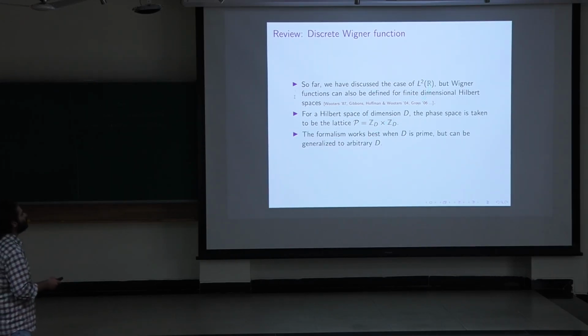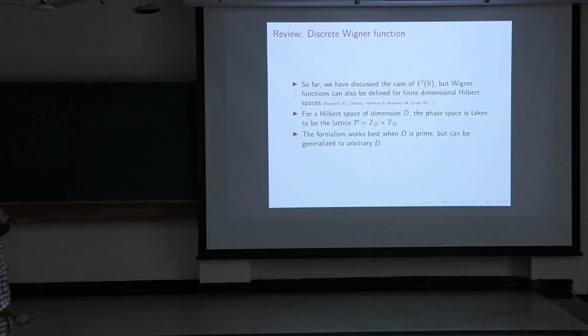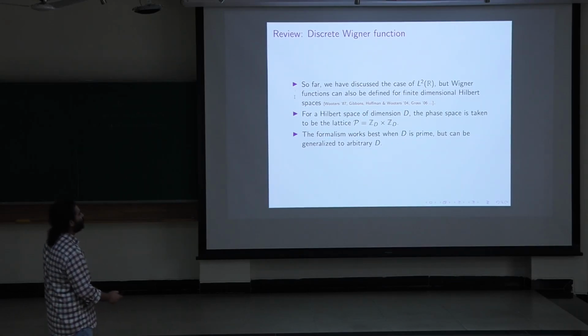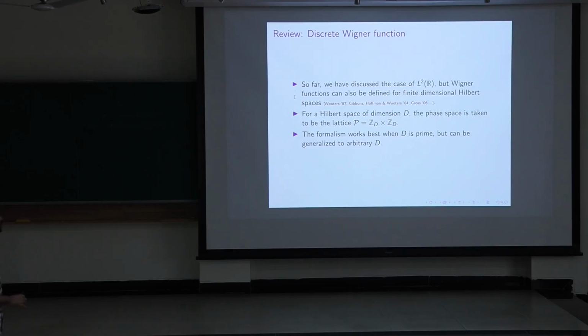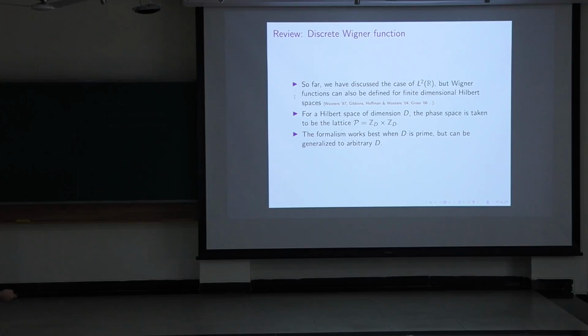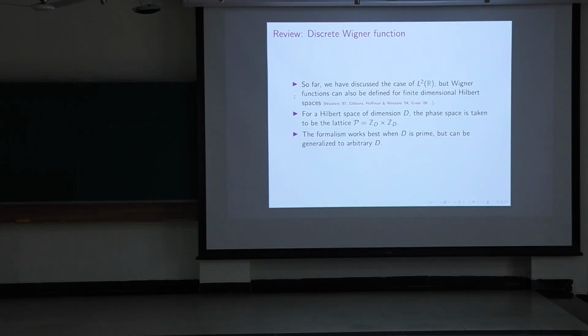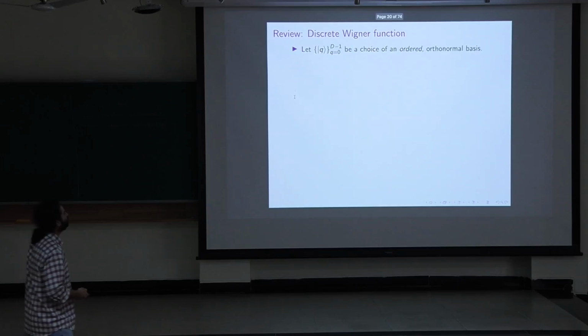And one tries to represent any quantum state in this Hilbert space as a distribution on the set of D squared points. Now, this formalism works best when D is prime, but it can be generalized to other D. This is not a very important catch, but for things to make best sense, we simply choose D to be prime. It's not too important though.